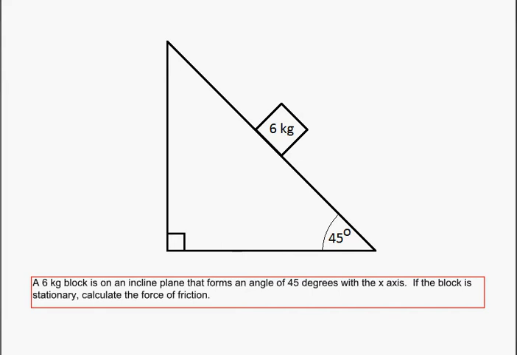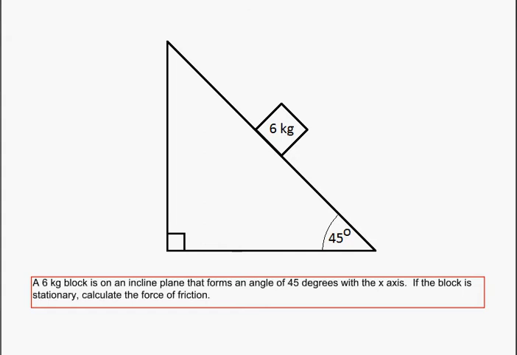So let us say we have a block that is on an inclined plane. So let's read the problem. A 6 kilogram block is on an inclined plane that forms an angle of 45 degrees with the x-axis. If the block is stationary, calculate the force of friction.